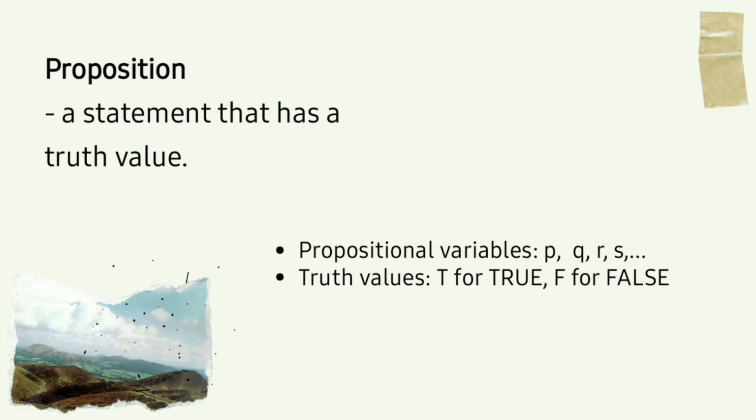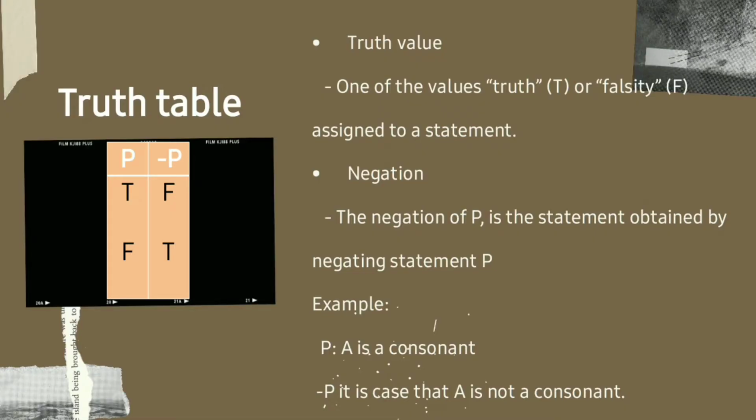So we already defined what a proposition is. We have propositional variables such as P, Q, R, S, and so on. We also have truth values, where T stands for true and F stands for false.